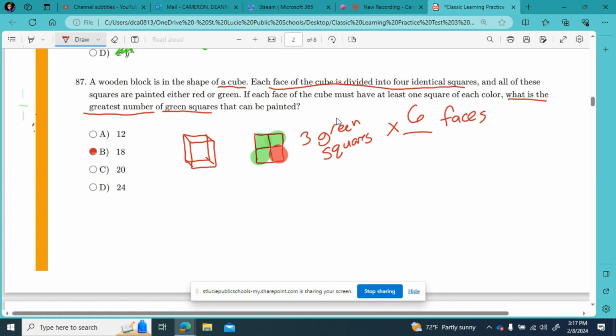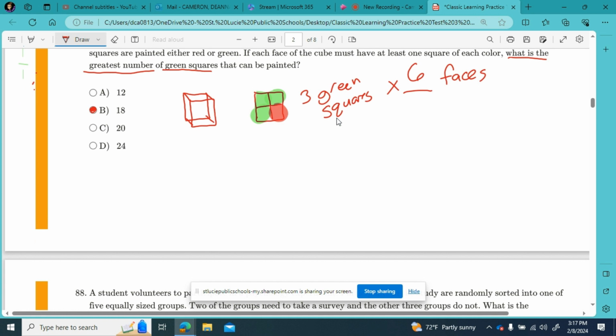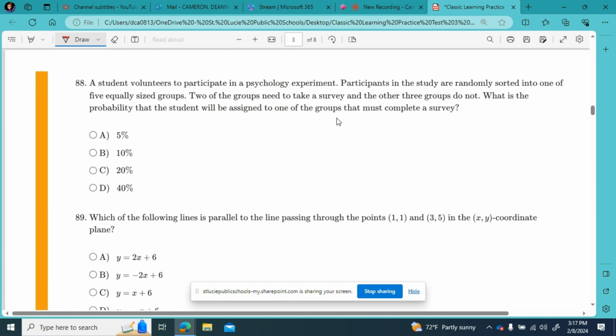And then question number 87. No, that was number 87. Question number 88 says a student volunteers to participate in a psychology experiment. Participants in the study are randomly sorted into one of 5 equally sized groups. 2 of the groups need to take a survey, and the other groups do not. What is the probability that the student will be assigned to one of the groups that must complete a survey?